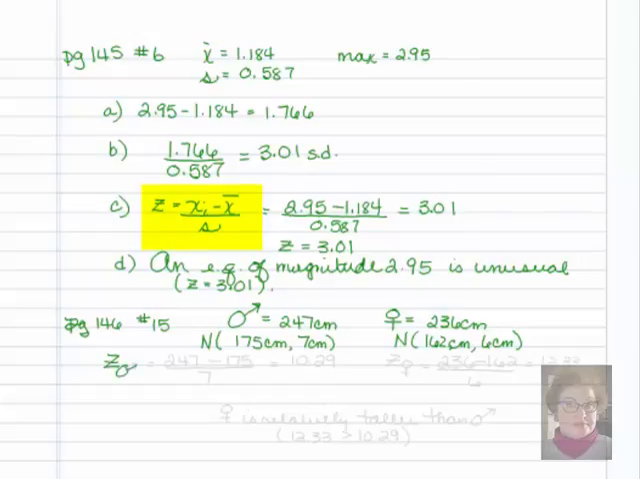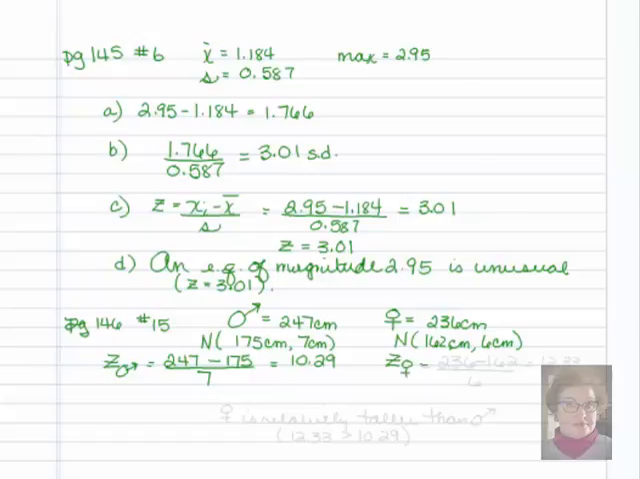So let's go ahead and standardize this. I'm going to standardize our man first, and my score is 247 and my mean is 175, and then my standard deviation is 7. When I do that, I get that his z-score is 10.29. That is a long way from the mean, isn't it?